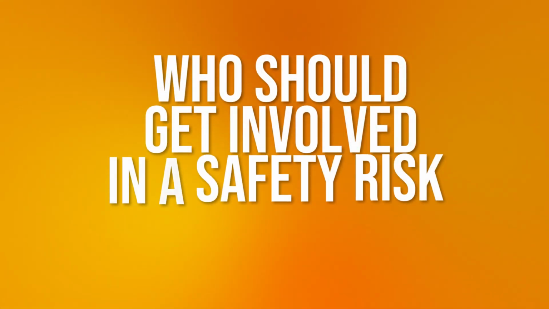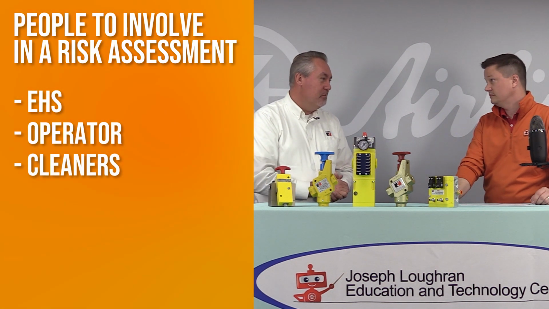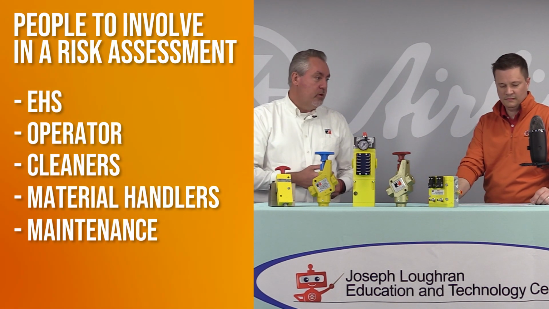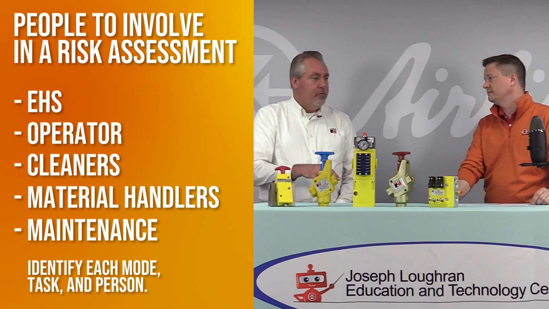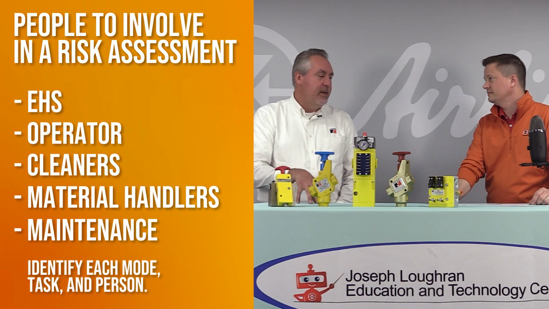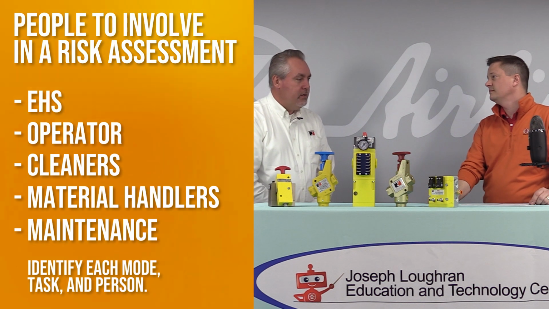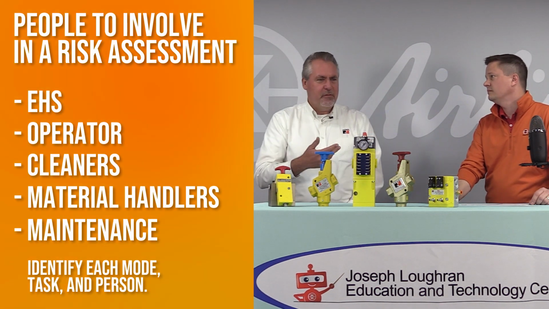So who should be involved besides just maybe the engineer or the safety person? Well, the operator, because they're the ones that interact with the machine on a regular basis. Also, depending on the type of machine, if it's in a food and beverage plant, maybe it's the person doing cleaning of the machine. It might be material handling people. It might even be maintenance people doing troubleshooting and repairs. So you need to evaluate each mode of operation so that you can identify all the tasks associated with each mode with each person. That way you have identified all the risks, and then you can properly do risk reduction and implement solutions in an efficient way.